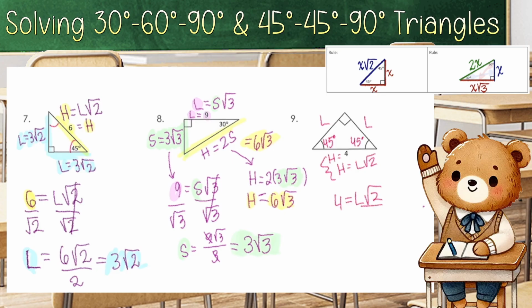And similar to the last examples, we're going to divide by radical 2. L equals 4 over root 2, but if I rationalize, the middle step becomes 4 root 2 over 2, but we know we reduce, so we get 2 root 2. That's the length of the missing sides. L equals 2 root 2, and that's it. So again, that's the hypotenuse, and then here's my long leg.